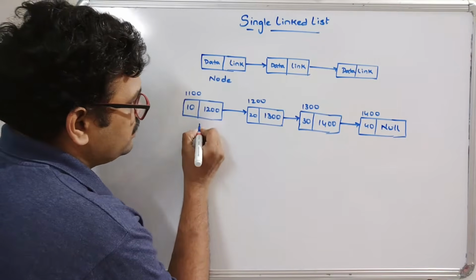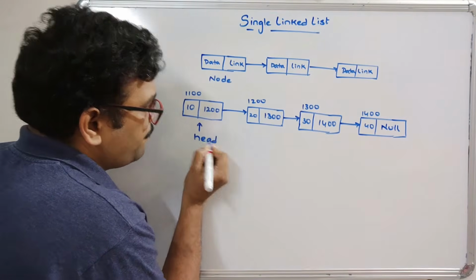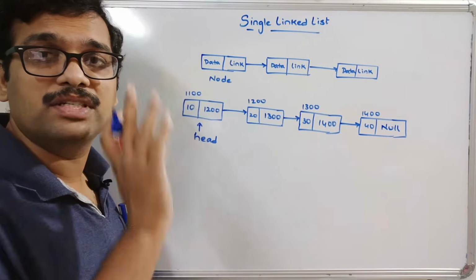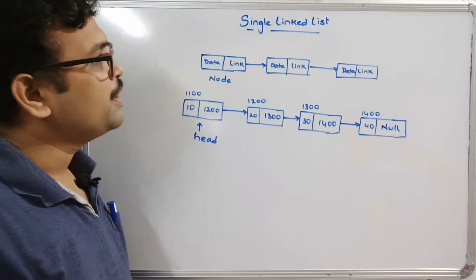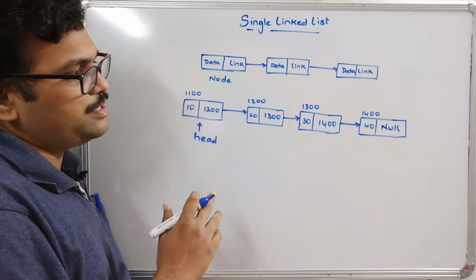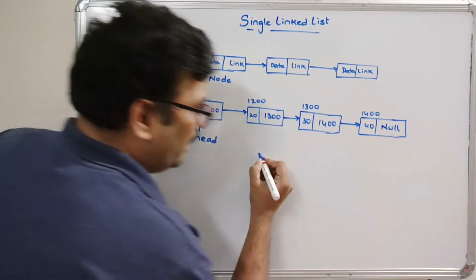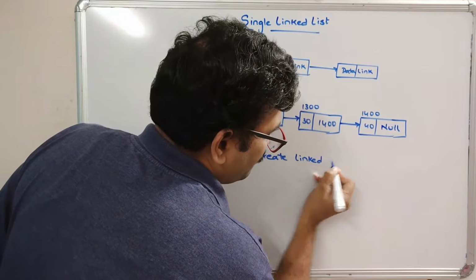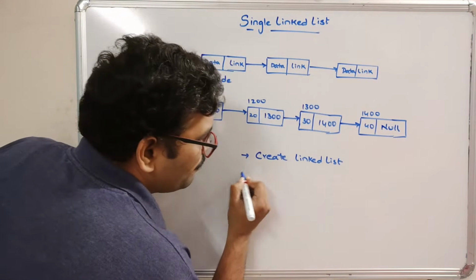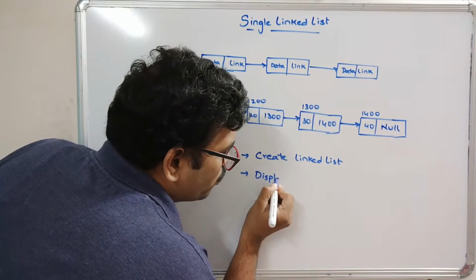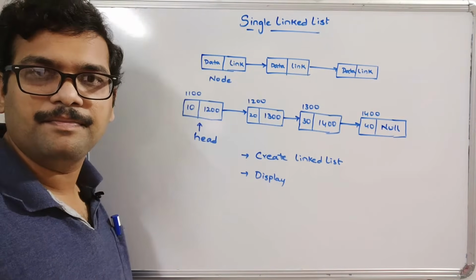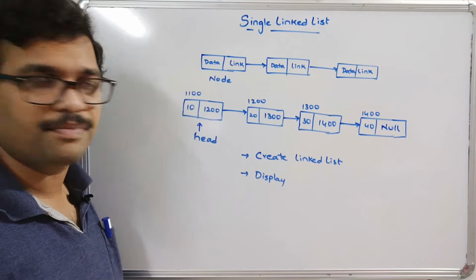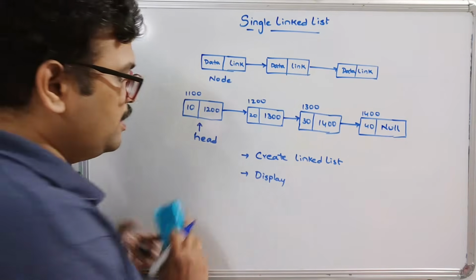Now this will be the head value, so we should not change the head value. Head is nothing but the pointer towards the first element of the single linked list. Here, we'll see first how to create a linked list, and the next one is how to display the nodes of a linked list. In the further sessions we'll go with insertion and deletion. So first we'll create the linked list.